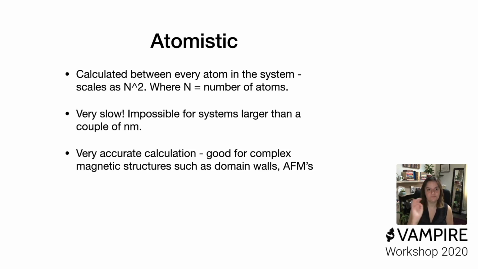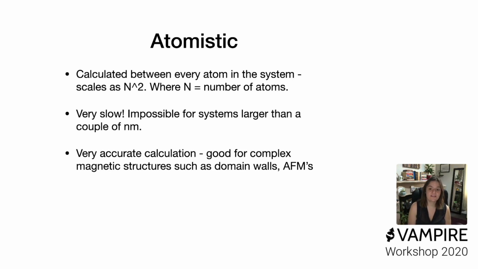This should be faster than the macrocell approach, but it is as accurate as the macrocell approach. So the first one was the atomistic calculation. This is calculated between every atom in the system, so it scales as n squared. It's the interaction of one atom with every other atom in our system. So this is really, really, really slow.